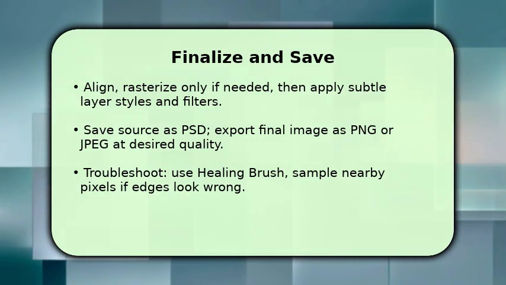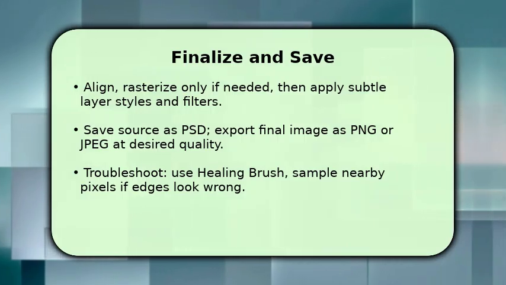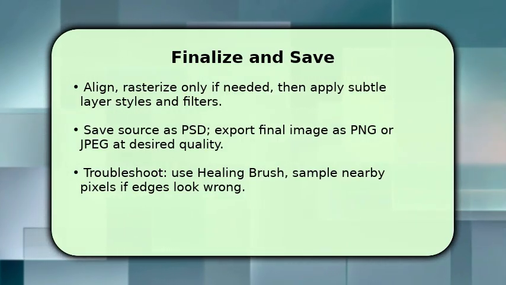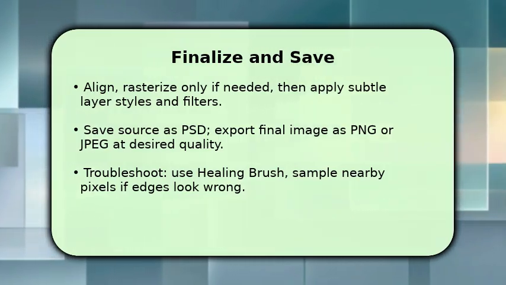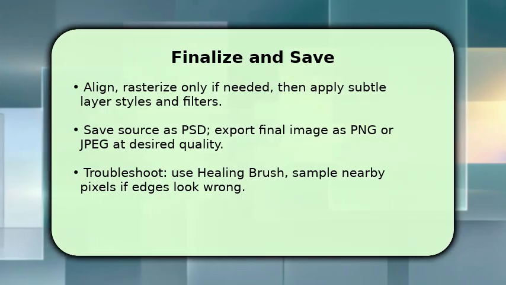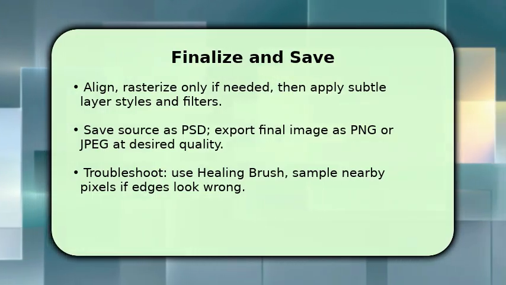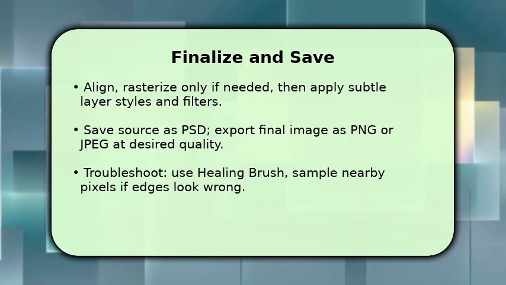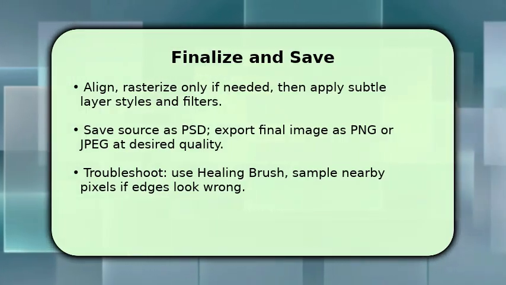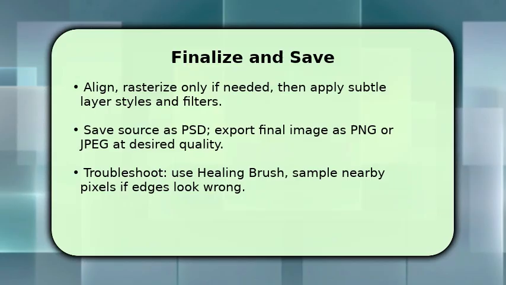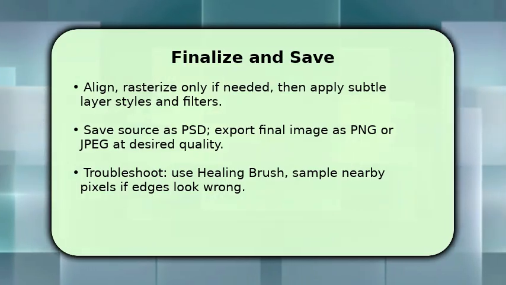Once satisfied, save a layered PSD for future edits, then export a flattened PNG or JPEG at the correct resolution. Make sure to inspect edges and color match at 100%. If seams or halos appear, use the healing brush or sample nearby pixels with Clone stamp to blend. If the original text won't select, confirm it isn't locked or merged, and repeat the removal and cleanup cycle.